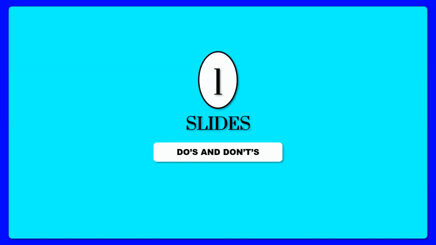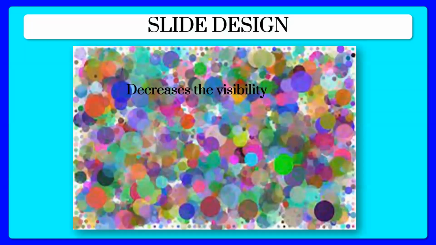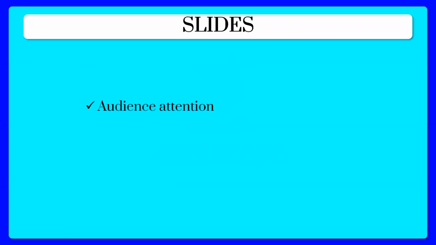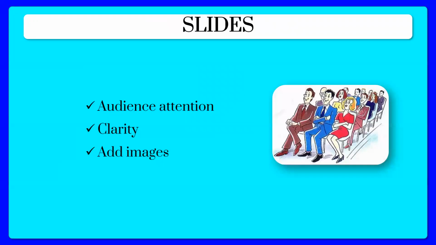So let us move on to the slides first. Here I'll be talking about certain do's and don'ts of how to prepare the slides. First we will deal with the slide design. Here I have a sample design, and as you can see, this design does not increase the visibility of the content. The audience cannot read what is there in the content, so it decreases the visibility. Therefore, I would say that we should go for a slide design that increases the visibility of the content, as we can draw the attention of the audience towards the content, and moreover it enhances the clarity, and also we can add images to give more emphasis to the points that we have added.